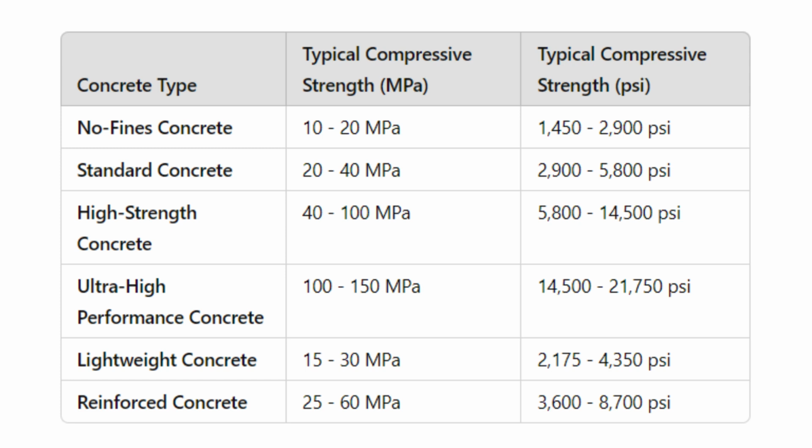Here's a quick comparison of compressive strengths. Traditional concrete can have strengths ranging from 20 to 40 megapascals or more, while no-fine concrete generally falls on the lower end of this scale.